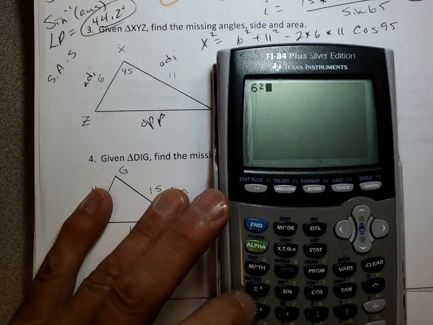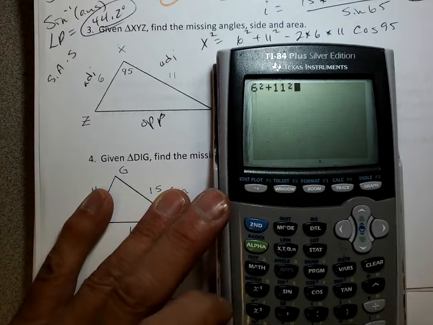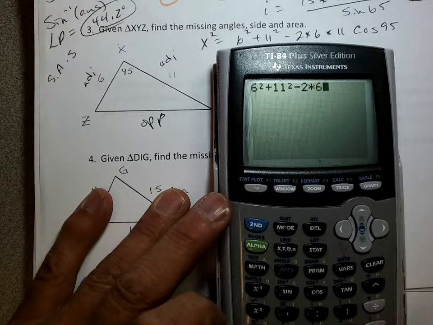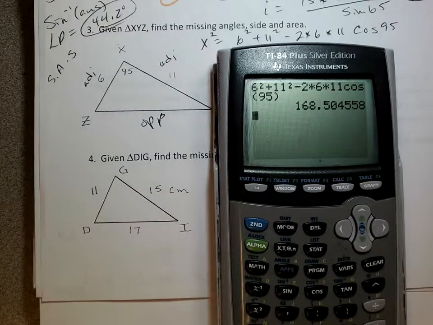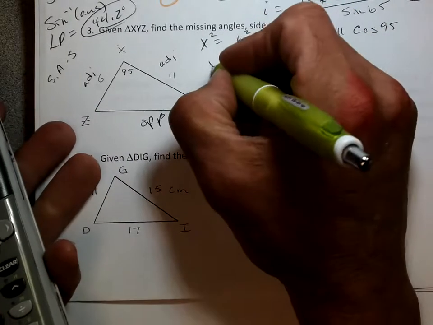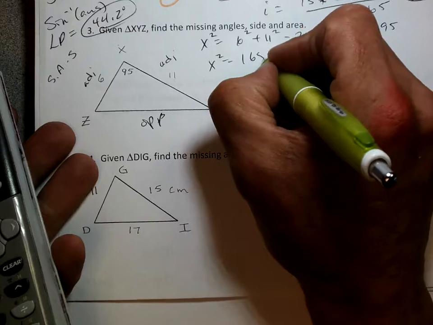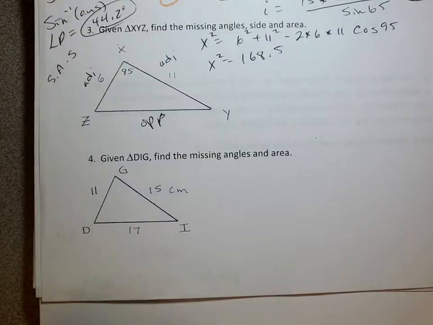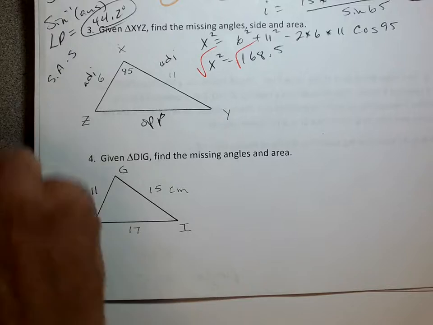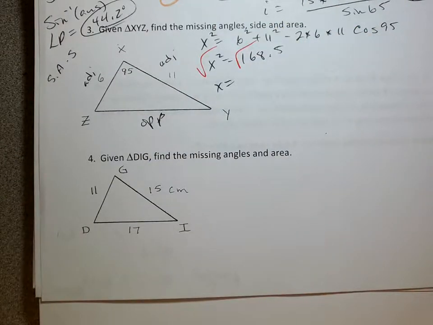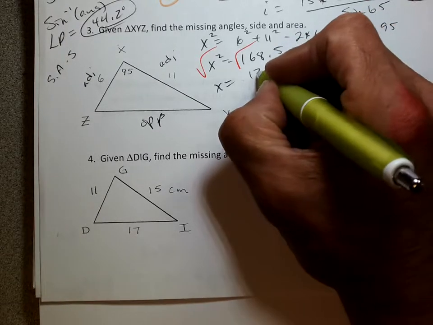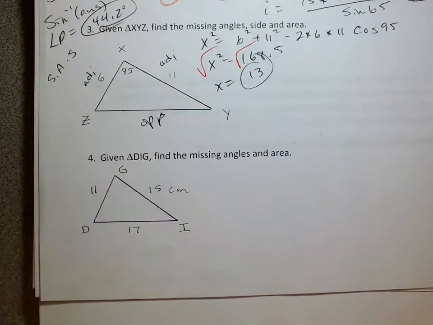6 squared plus 11 squared minus 2 times 6 times 11 times the cosine of 95 degrees. And of course I get 168.5, but because this is x squared, I mean, that's x squared equals 168.5, so we're going to square root to get the value of x. I square root my answer, and I get about 12.98. Let's round it to 13, okay? So put 13 in our picture.